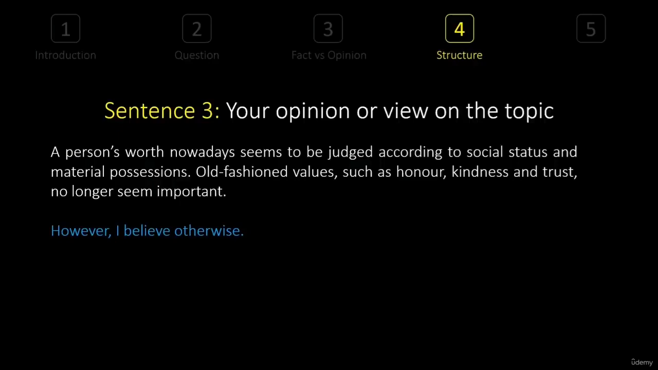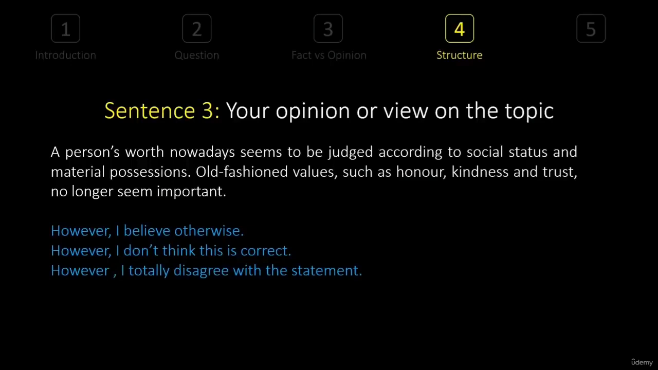So somebody said this, that old-fashioned values such as honor, kindness, and trust no longer seem important. My point is, however, I believe otherwise. Some people say this, but I believe otherwise. However, I don't think this is true. I go the opposite way. Another possibility: however, I totally disagree with the statement. So I'm showing my opinion on the topic.